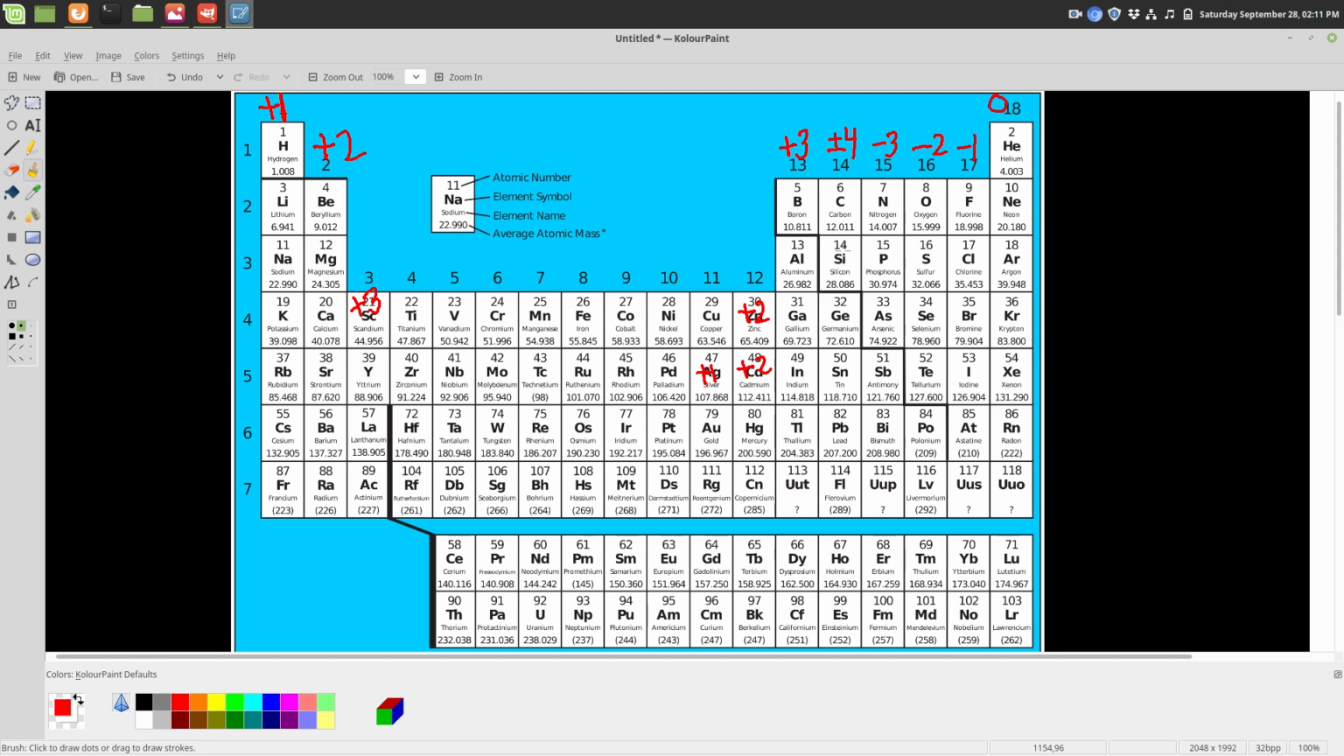Silicon, you're probably going to have to look and make sure, but for the most part, we'll say that it's going to be a -4 as well, even though it's a metalloid. So, anyway, let's go ahead and go back to our naming now.